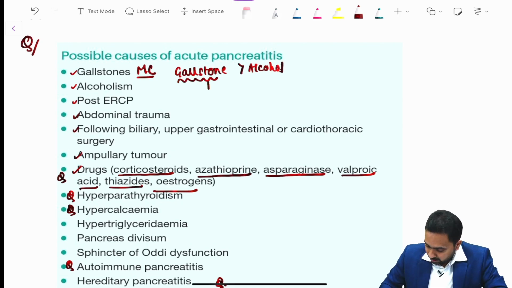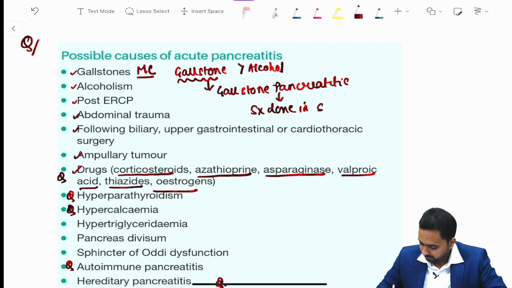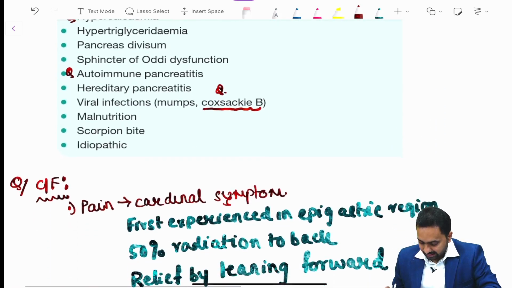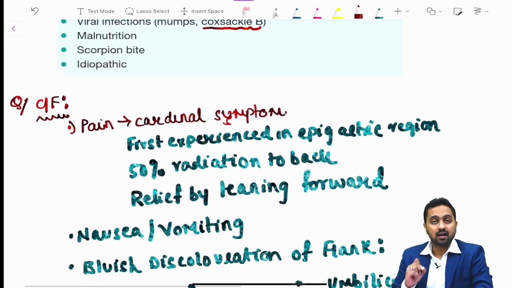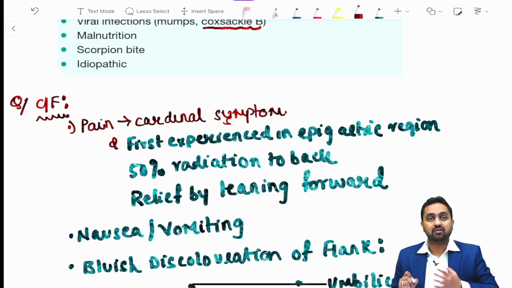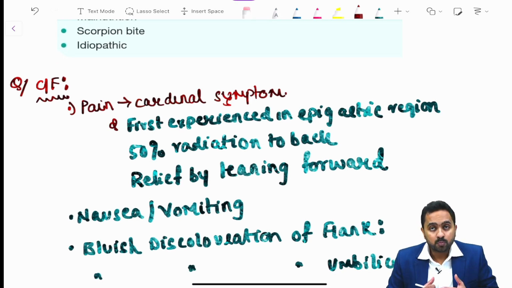Now, remember, for gallstone pancreatitis, the surgery should be done in the same hospital admission, right. So, this is one of the very important questions that is asked. Now, regarding the clinical features, pain is the cardinal symptom of acute pancreatitis. It is usually experienced in the epigastric region and in approximately 50% there is radiation to the back, right, and this is classically relieved by stooping forwards.